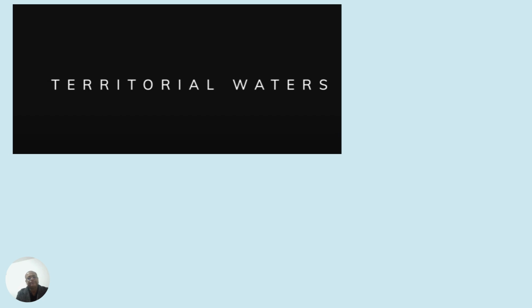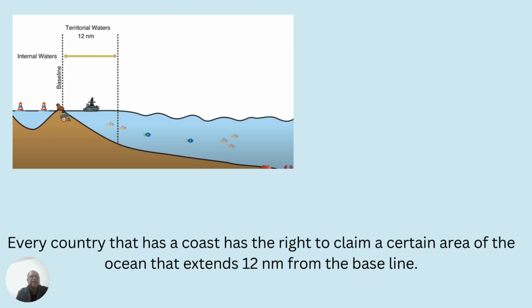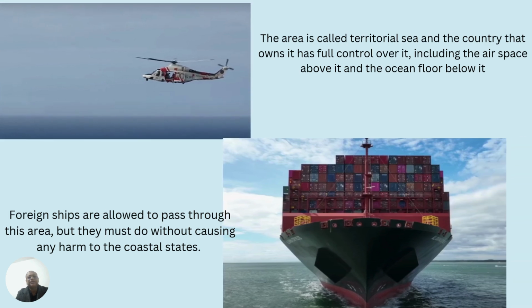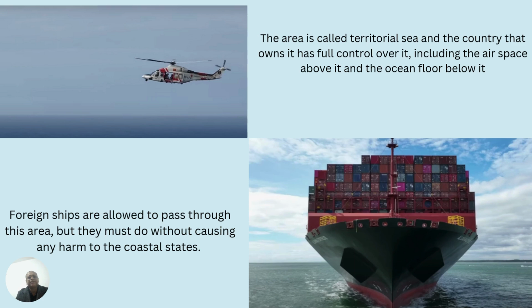Territorial sea. Every country that has a coast has a right to claim a certain area of the ocean that extends 12 nautical miles from the baseline. The area is called the territorial sea, and the country that owns it has full control over it, including the airspace above it and the ocean floor below it. Foreign ships are allowed to pass through this area, but they must do so without causing any harm to the coastal state.